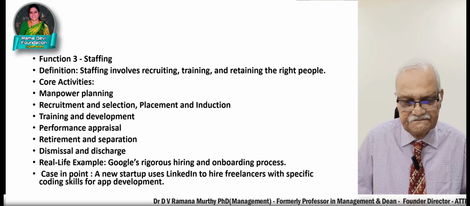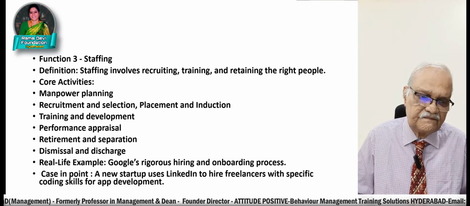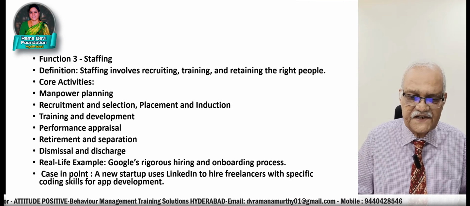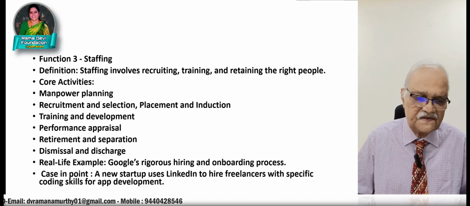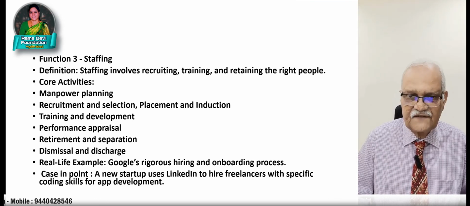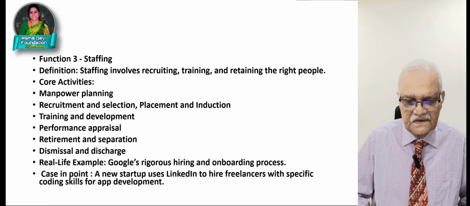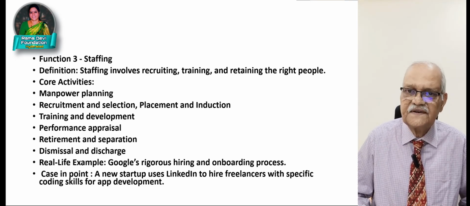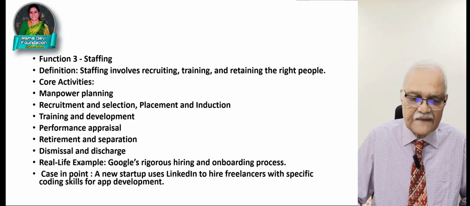Function 3 is staffing. Staffing involves recruitment, training, and retaining the right people. The core activities include: manpower planning, recruitment and selection, placement and induction, training and development, performance appraisal, retirement and separation, and disciplinary procedures, including suspension, dismissal, and discharge. For example, Google's rigorous hiring and onboarding processes. The case in point here is a new startup that uses LinkedIn to hire freelancers with specific coding skills for app development.